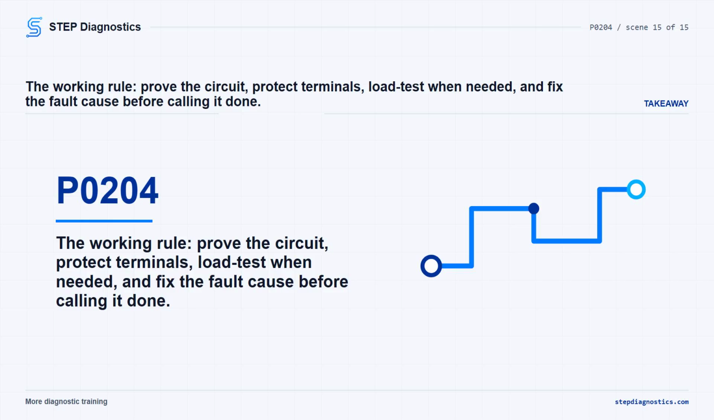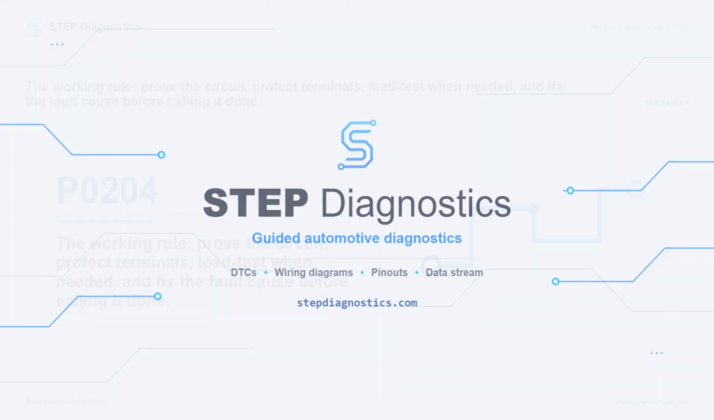The main takeaway is simple. Do not jump straight to an injector or module call. Prove the circuit, protect the terminals, load test when needed, and let the voltage drop results guide the next move.